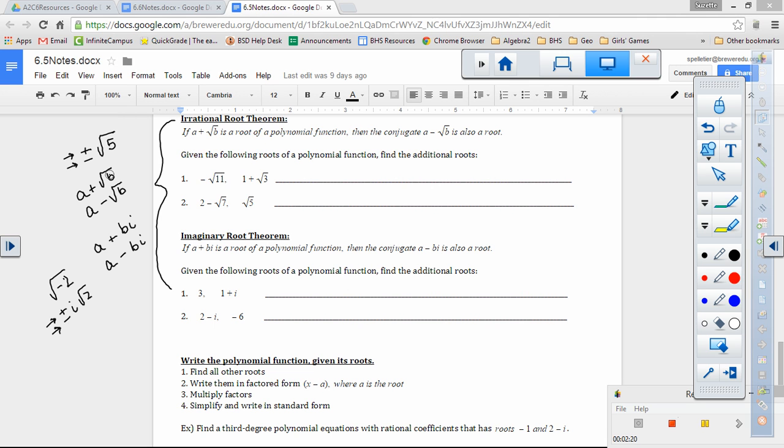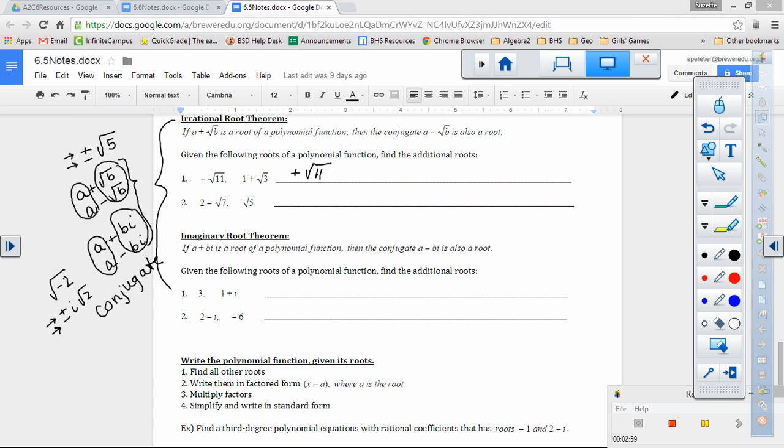So again, these things are called conjugates. We've talked about conjugates before. Conjugates, remember, are things that are the same exact terms; one is positive, one is negative. Same thing here with your radicals, same exact terms, but one is positive and one is negative. So what does that mean for you when solving these polynomials? It means that if I tell you you have the square root of -11, you also need to include the square root of +11 in your collection of roots.